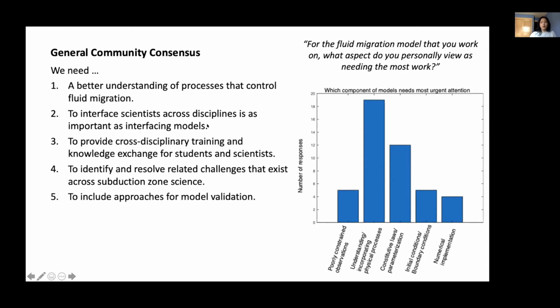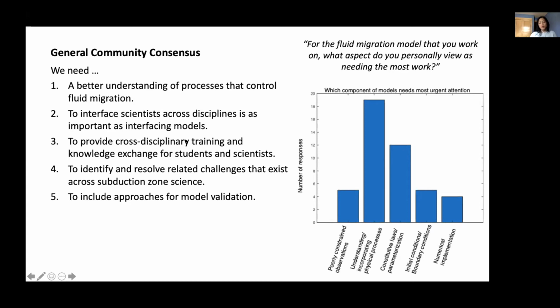And again, another point is that participants felt that we talk about interfacing models, but it's really interfacing modelers or scientists that is important. And also, we really need cross-disciplinary training where diverse people can meet and discuss and share knowledge. This includes both scientists and students and all ranges of scientists. So this is really emphasizing the need for community building.